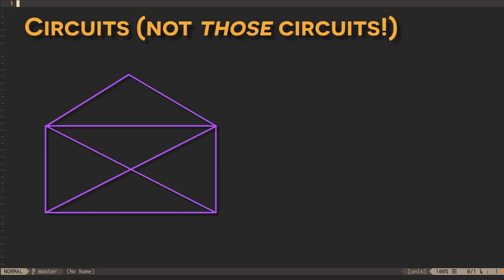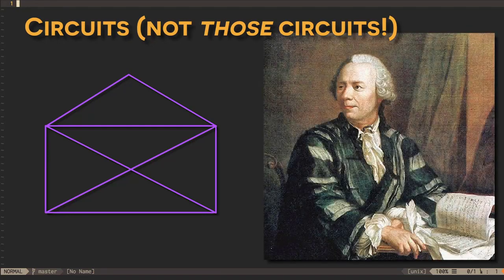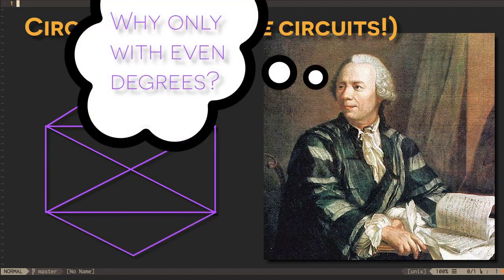There are 2 variations on this problem, one in which you have to end up back in the place you started, and one in which you don't. Leonhard Euler solved this problem in 1736, giving us Euler tours and Euler circuits. Euler circuits are only possible when all the vertices in a graph have an even degree. Question: why is this so? Take a moment to think about it.